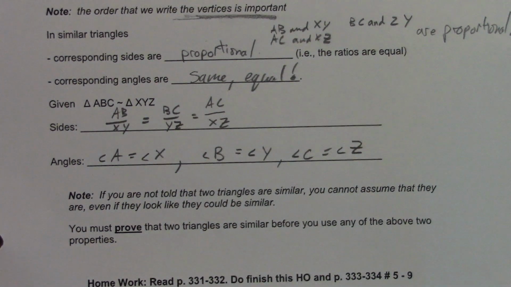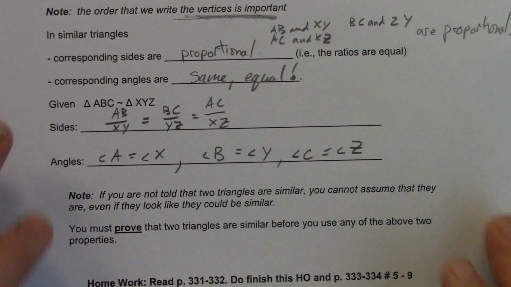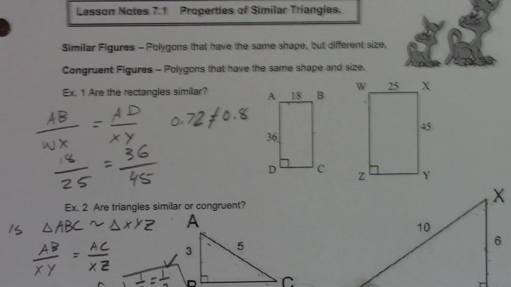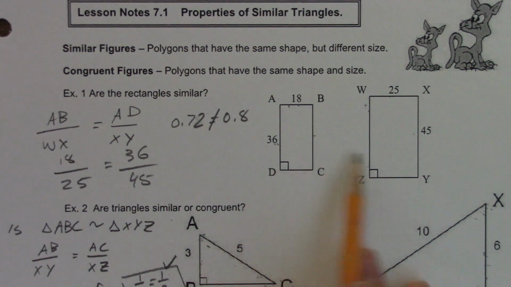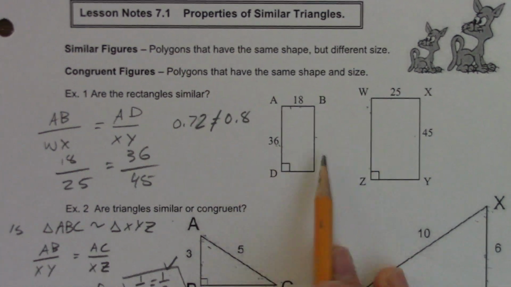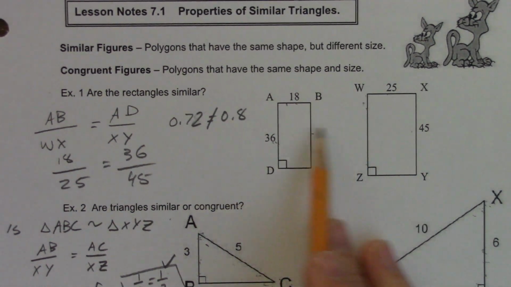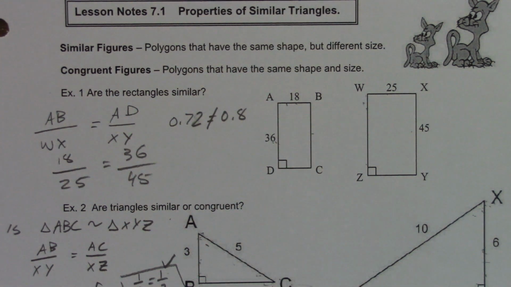So note, if you are not told that two triangles are similar, you cannot assume they are, even if they look like they could be. If I asked you this question on the very first one, these aren't triangles, but they're quadrilaterals. If I said were they similar, you might say yes, because all the angles are the same. But the sizes are not proportional. The side lengths don't have to be the same, but they have to be proportional. Okay?